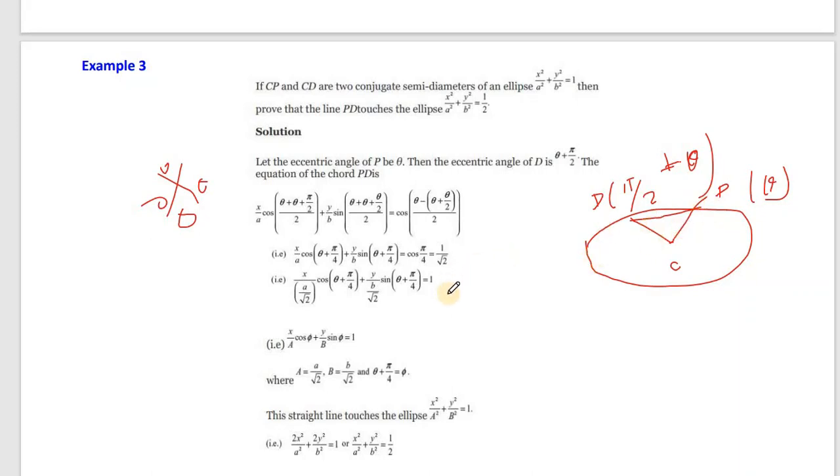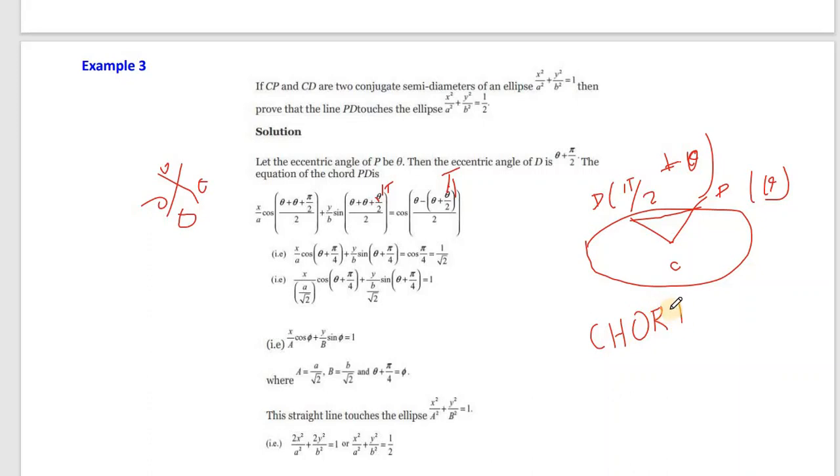chord joining 2 points is given by x by a cos of theta plus phi by 2 plus y by b sin theta plus phi by 2. It is actually, so this print mistake, it should be phi. So this is the equation of the chord joining P and Q, chord PQ.